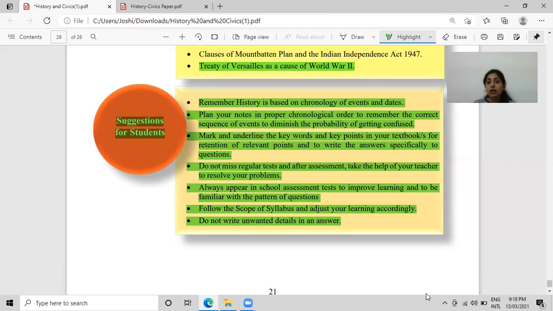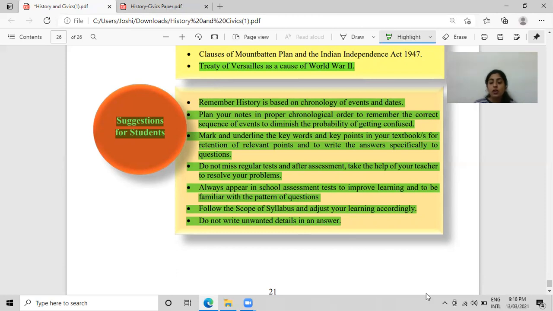Next, mark and underline the keywords and the key points in your textbook for retention of relevant points and to write the answers specifically to the questions. You can highlight and mark the important keywords and key points, because students' board exams require key points and keywords. As a teacher, when I'm correcting the paper, I first try to concentrate on the keywords and the key points mentioned by the student. If I find all the key points are relevant for the given question, full marks are allotted to you.